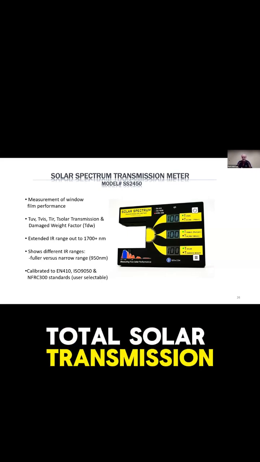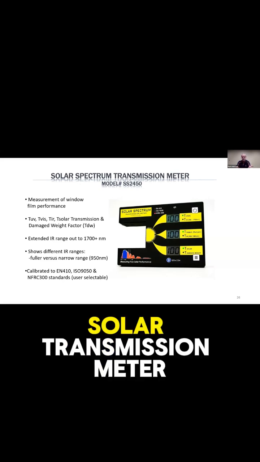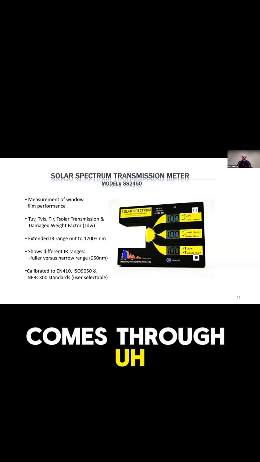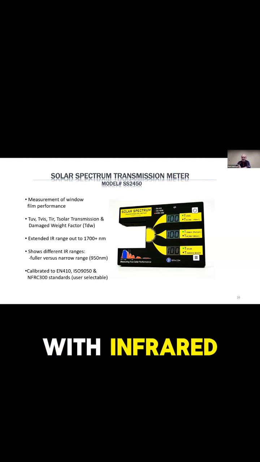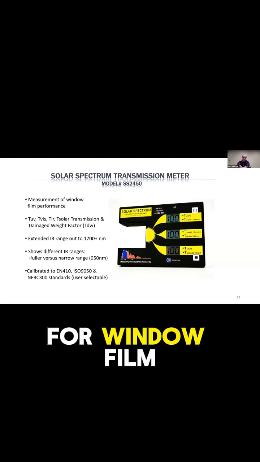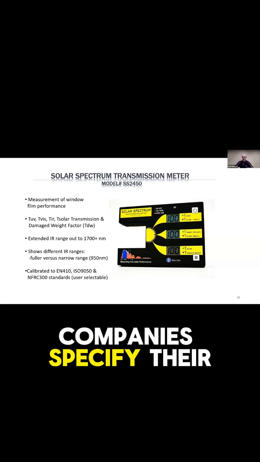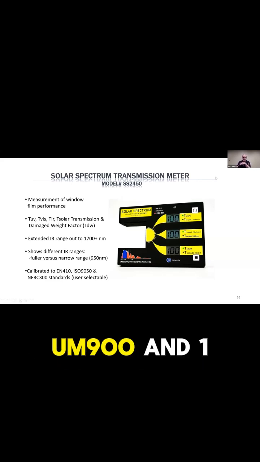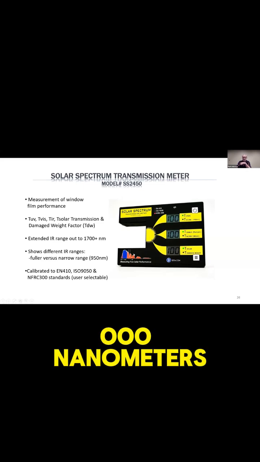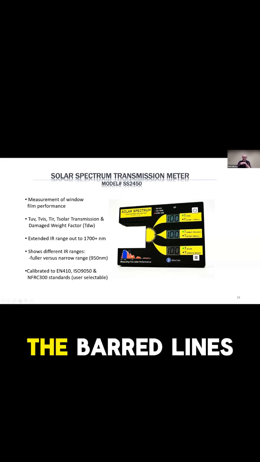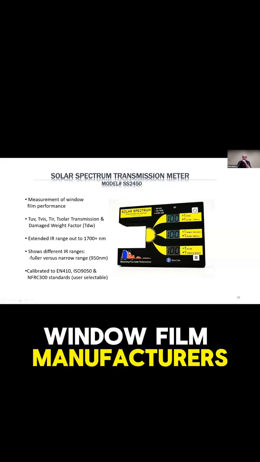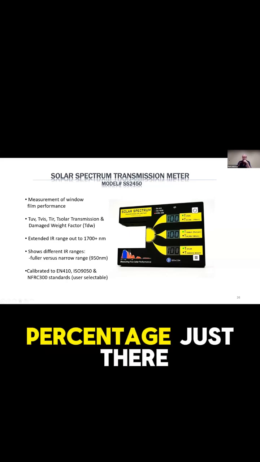Total solar transmission, that's just how much of the sun's energy, just like that solar transmission meter we just talked about, how much of that energy comes through. The real benefit kicks in with infrared, and this is where it gets interesting for window film. Different companies specify their performance differently. Some will only specify between 900 and 1,000 nanometers, which you'll see the little slots here, the little barred lines. That is 900 to 1,000 nanometers in the infrared spectrum. So some window film manufacturers will specify their transmission percentage just there.